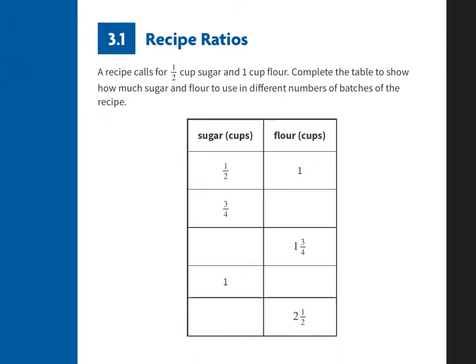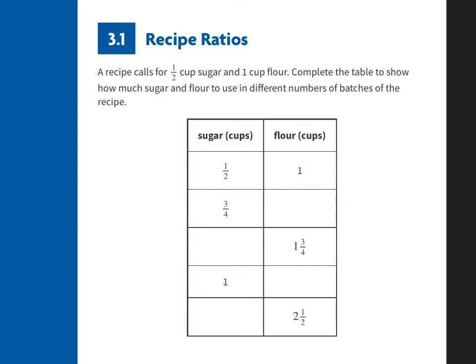So, if we look at 3.1, recipe ratio on page 23, it says a recipe calls for 1/2 cup of sugar and 1 cup of flour. Complete the table to show how much sugar and flour are used in different number of batches for the recipe. So, we need to find the constant of proportionality. Remember that from unit 1?